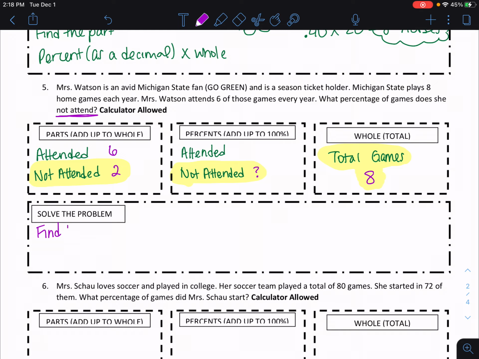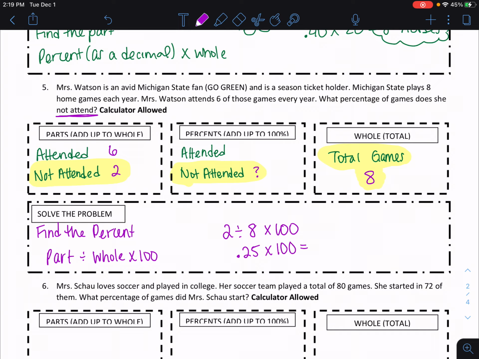This one, I'm finding the percent. To find the percent, I'm going to do part divided by whole times 100. So 2 divided by 8 times 100. 2 divided by 8 is 0.25. So that's going to be 25%. And remember that you need the percent sign. This has to be there for your answer to be 100% correct. If I am finding a percent, because it says what percentage, my answer has to have a percent sign.